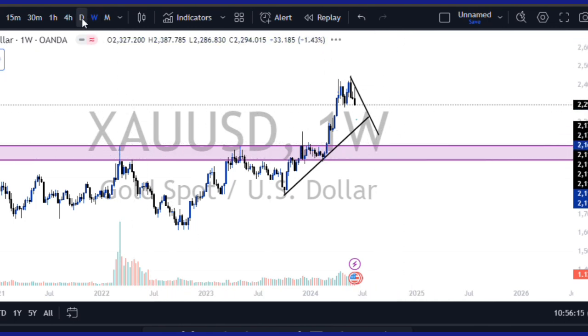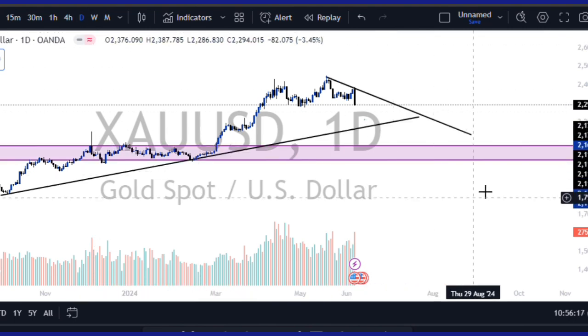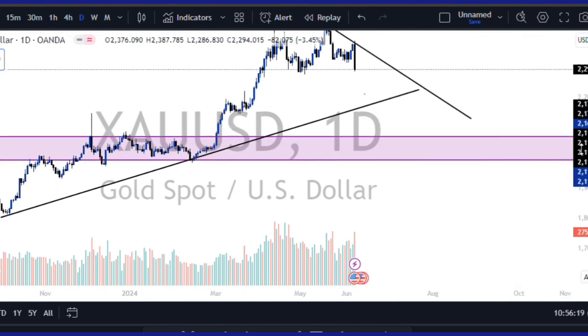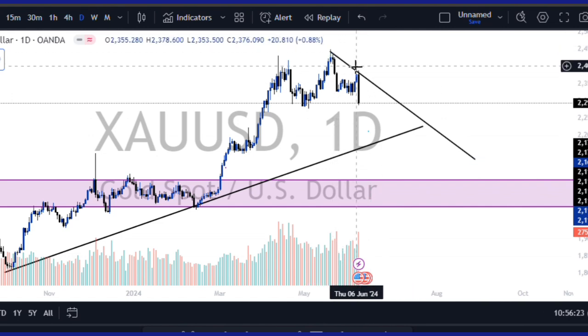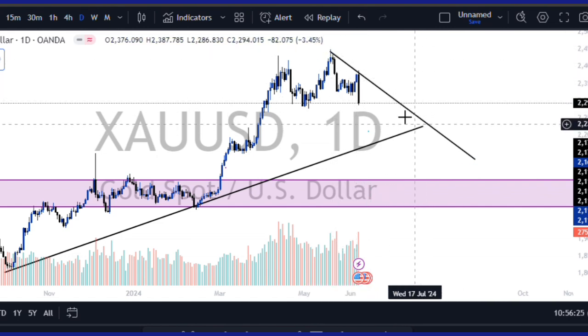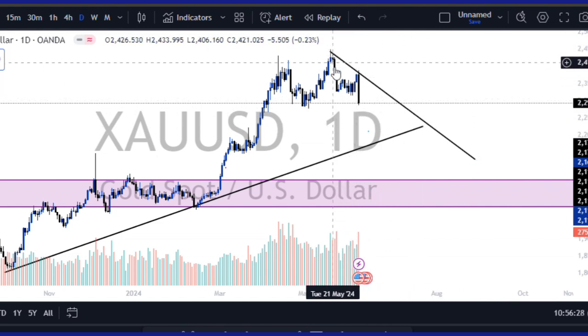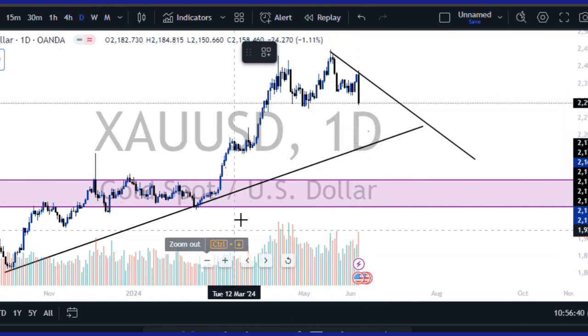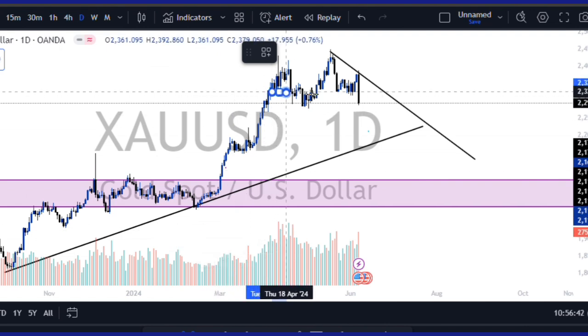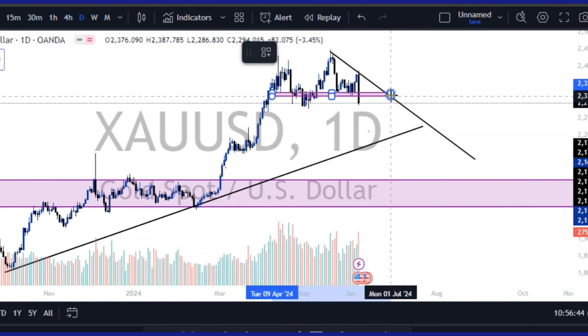So let me go down to a daily time frame. As you can see, this trend line is being respected by gold twice. So I'm expecting this market to come back again to this point, then start selling. As you can see, there was a zone here. Let me draw this zone. This is a daily time frame. This was a strong zone.